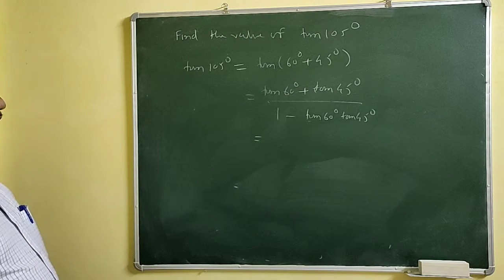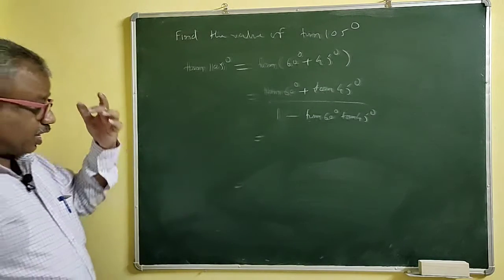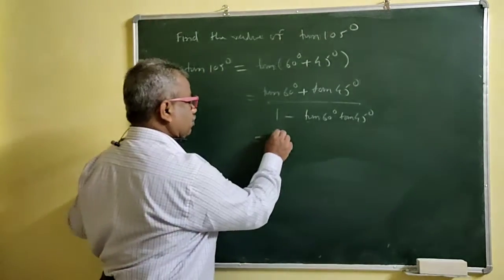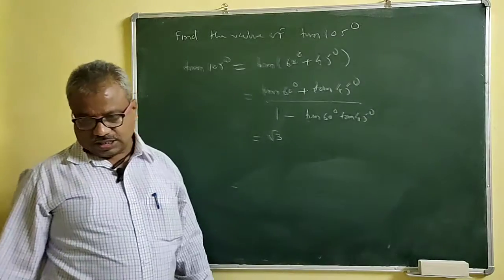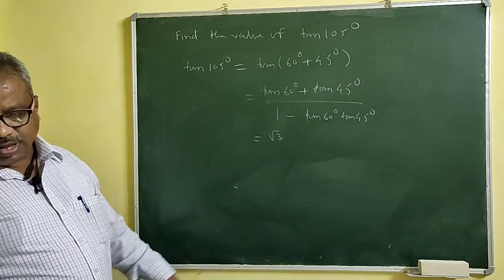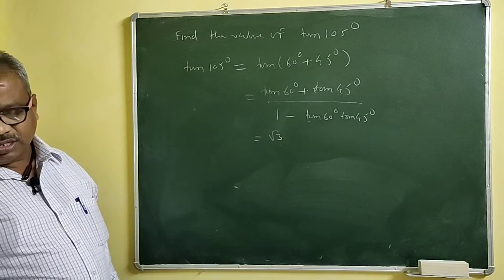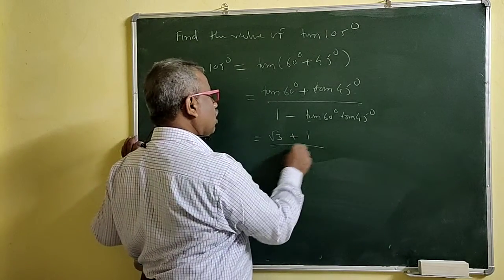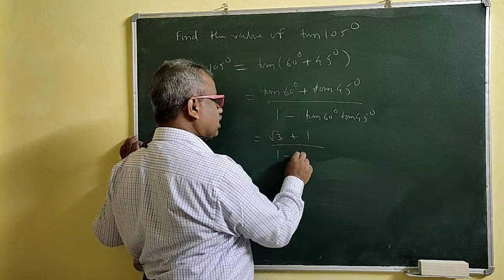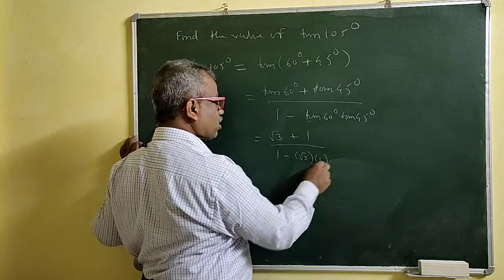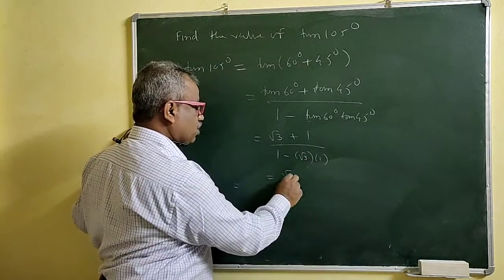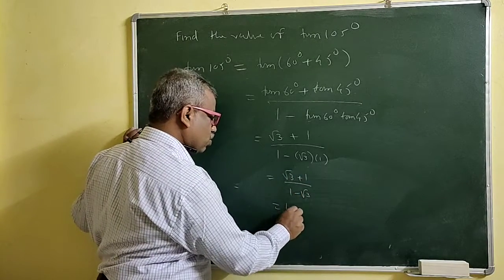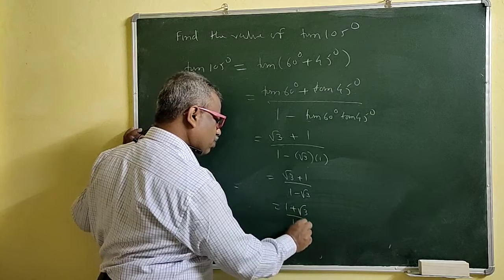Okay, so it is tan 60 degree. Sin 60 degree is root 3 by 2, right? So this is what then? Root 3. Tan 60 degree is root 3. Now tan 45 degree is 1, so 1 upon 1 minus tan 60 degree, which is root 3 into 1. So this is what? Root 3 plus 1 upon 1 minus root 3. A better way we will write this: 1 plus root 3 upon 1 minus root 3.